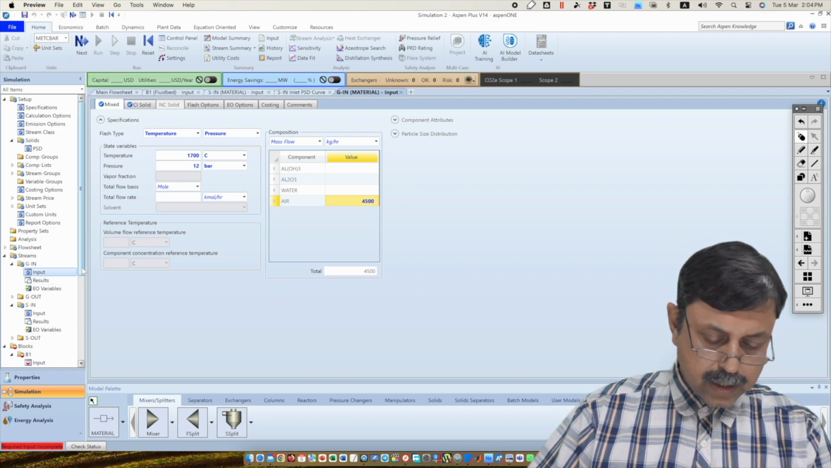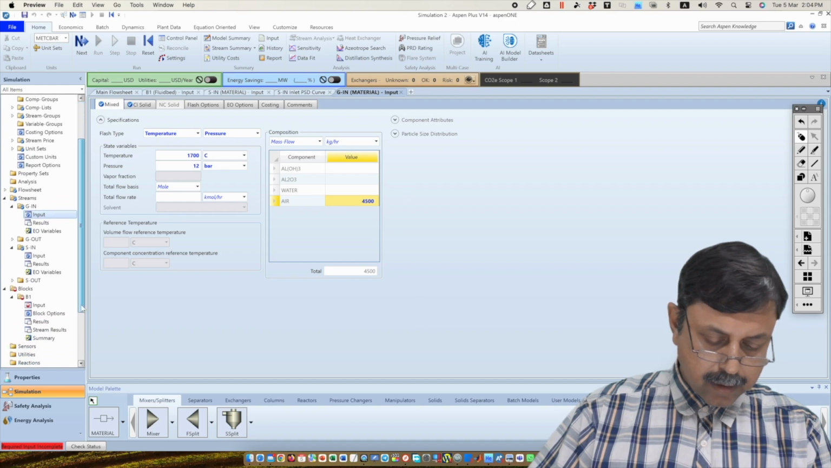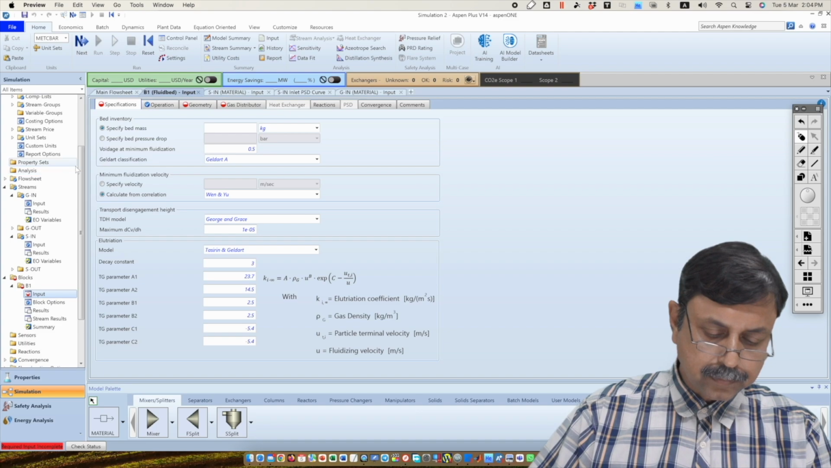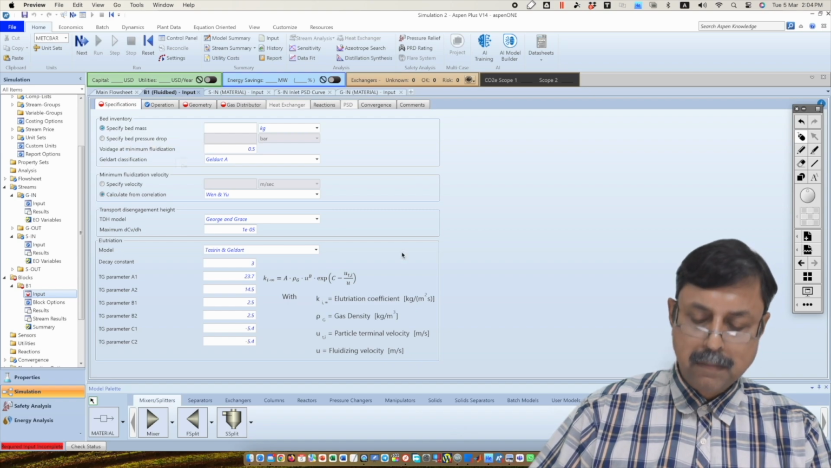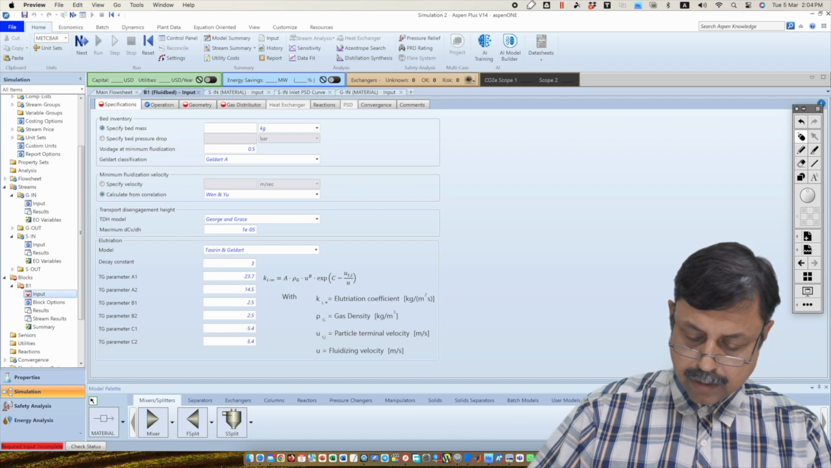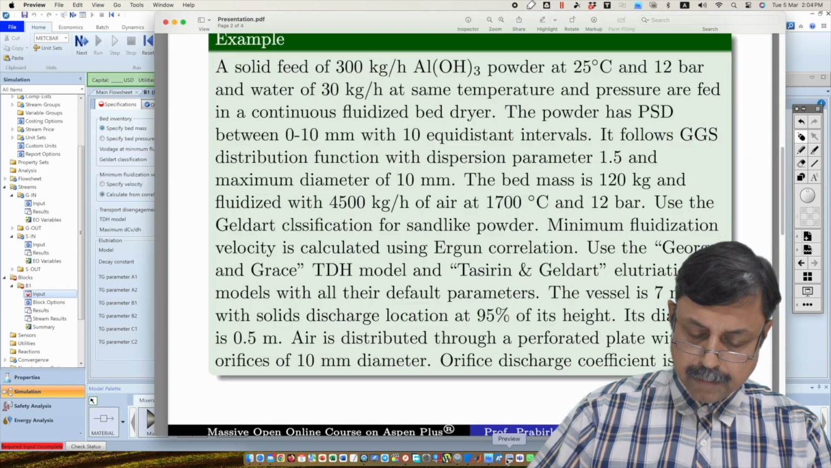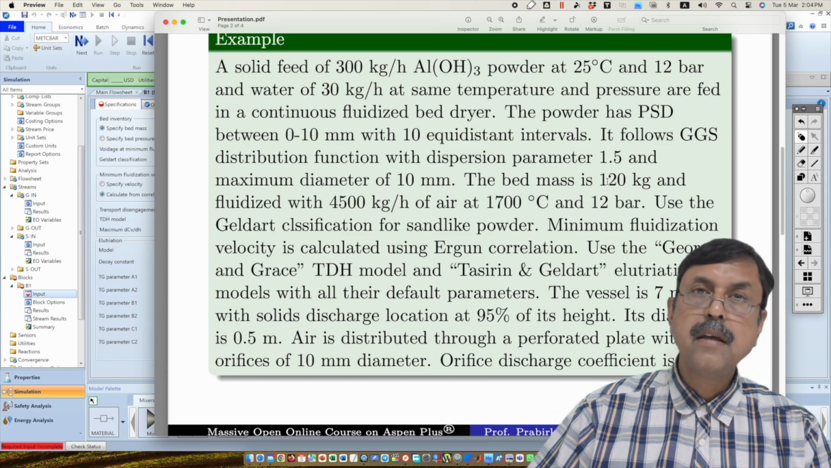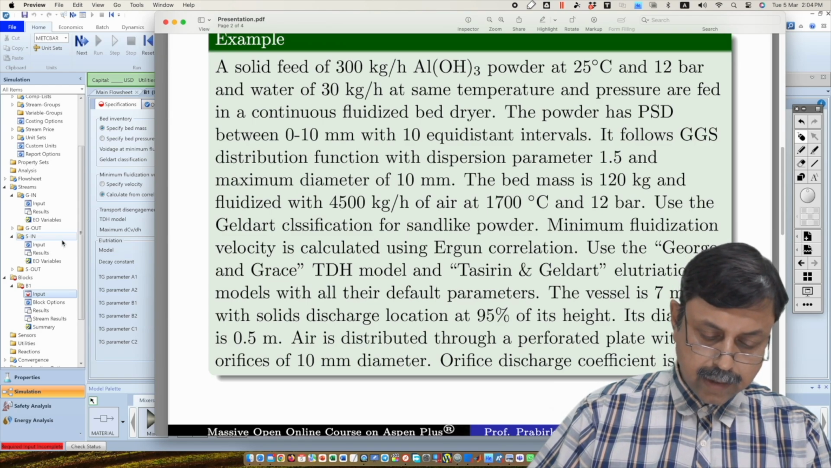Now we go to the bed input. Specification, bed inventory. Specify the bed mass. Bed mass is 120 kg. So let us write 120 kg over here.